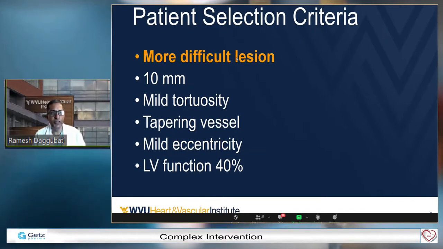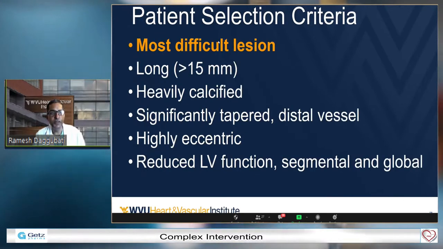For the more difficult lesions, if you have done about, I would say, maybe 10 rotas in such least difficult lesions, then you can come to more difficult lesions: 10 millimeters or longer, mild tortuosity, tapering vessels, eccentricity, and LV function less than 50%. The most difficult is a long, heavily calcified lesion with significantly tapered distal vessels, eccentric lesions, and a reduced LV function. Some of these patients will need balloon pumps or an impeller, depending upon availability. These are highly complex and should be done only by trained physicians.